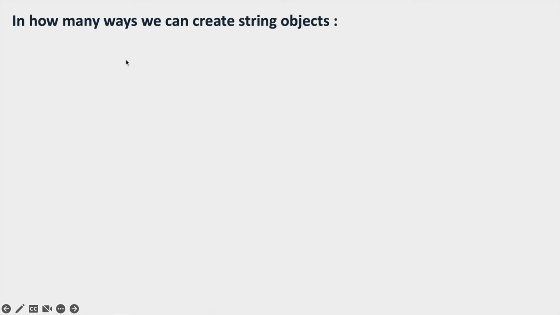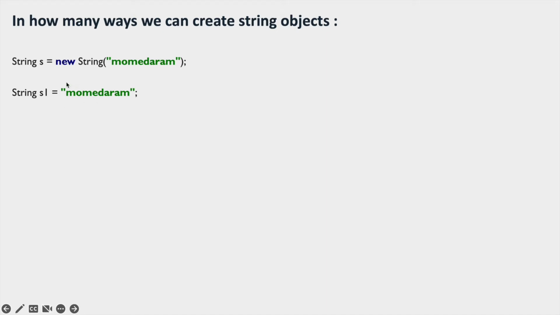In how many ways can we create string objects? In Java, we can create string objects in two ways. One is by using the new operator and the other one is literals. So we can create string objects using two ways: one is by using the new keyword and another one is a literal.